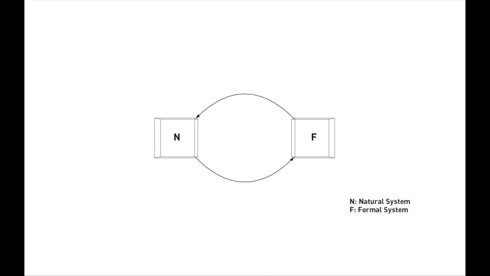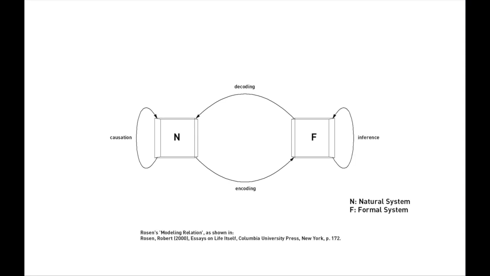So we have a natural system and a formal system, and moving between them could be described as an encoding and a decoding. Now, how does a natural system qualify to enter into this relationship in an empirical context? There has to be a causal relationship. Something has to have an effect on something else so that it can be looked at in terms of dependent and independent variables. And a formal system qualifies for this relationship by allowing us to draw inferences so that we can make predictions about instances of N that have not yet been observed.